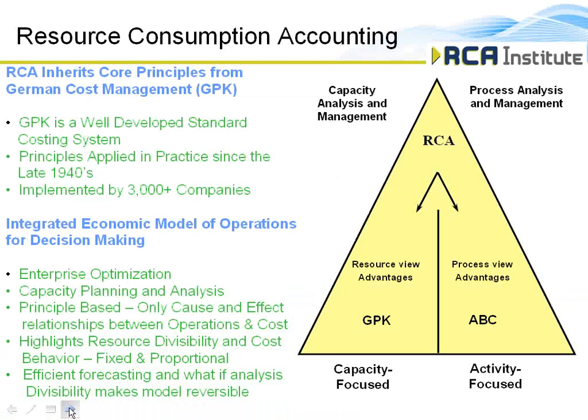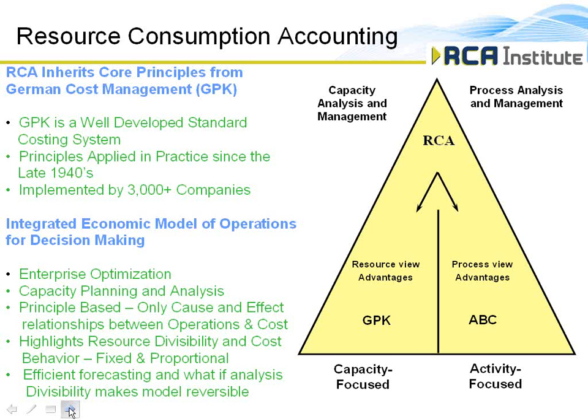You should recall this slide from the introductory podcast, Part 1. I just want to remind you, resource consumption accounting takes its key principles from German management accounting methods known as Grenzplan Kostenrechnen, which translated directly means flexible cost planning and control. We call it GPK. Research by the Institute of Management Accountants confirms GPK remains in wide use in German companies and widely taught in German universities.